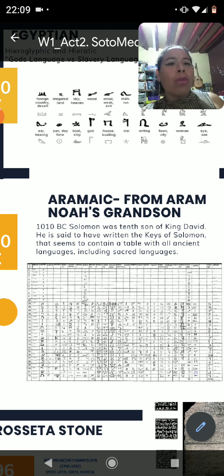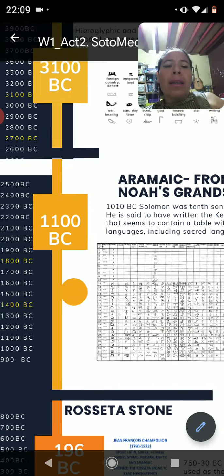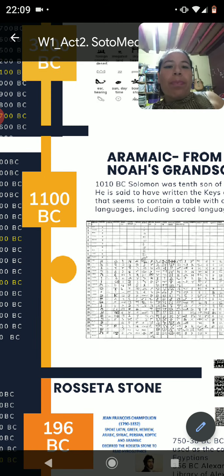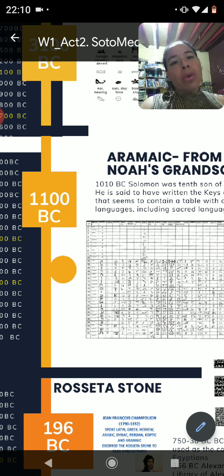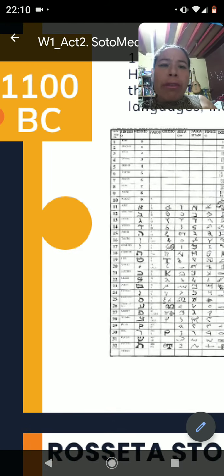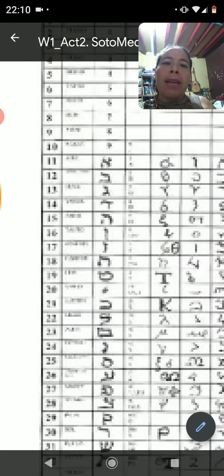All right, so here we have Aramaic. Aramaic was a language used in the Middle East, and in 1010 before Christ, Solomon was born, and Solomon was known for his wisdom. And there is a writing found from Solomon which records all the languages that were written in his times. And there is a sort of table of equivalent letters.